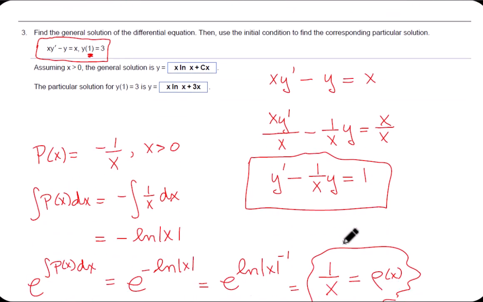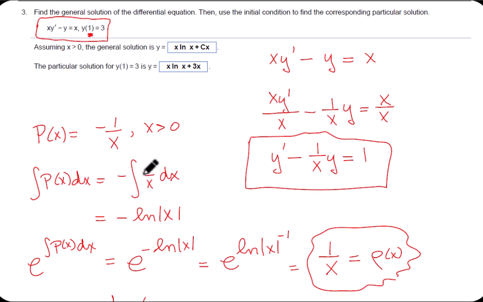All right, in question 3, we have a similar situation, x y prime minus y equals x. We are starting this at 1. So we need to clean it up first, dividing through by x to put it in a format where I've got q of x is 1, p of x is minus 1 over x, and so this is going to be valid for x bigger than 0.